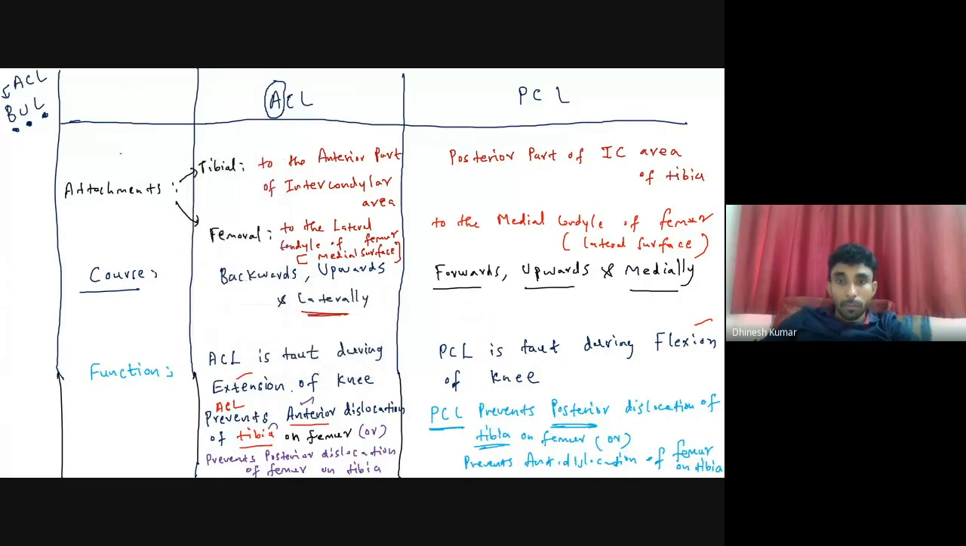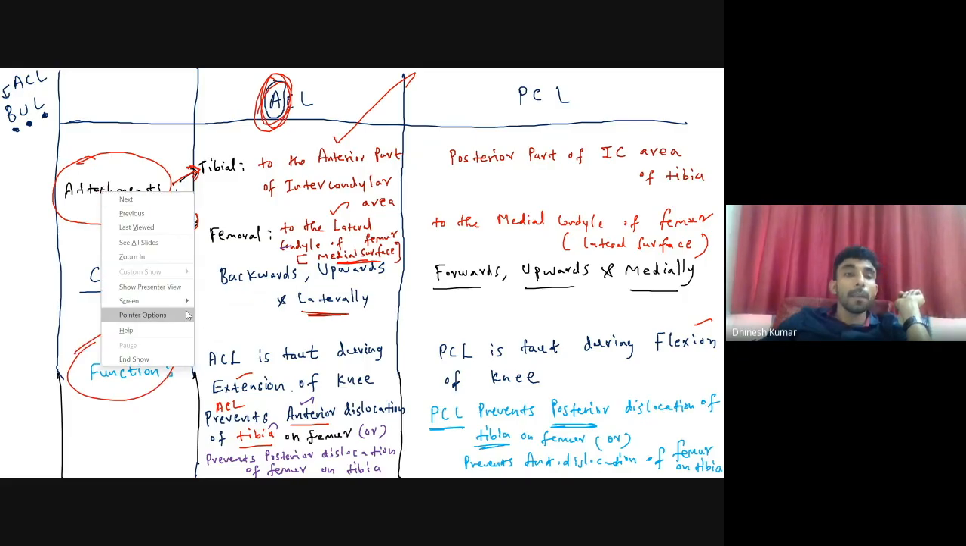Let's move to the spotters sub question. The tibial attachment is the anterior part of the intercondylar area of the tibia. And the femoral, that is the superior attachment, is the lateral condyle of the femur. If you want to say specifically, the medial surface of the lateral condyle of the femur.